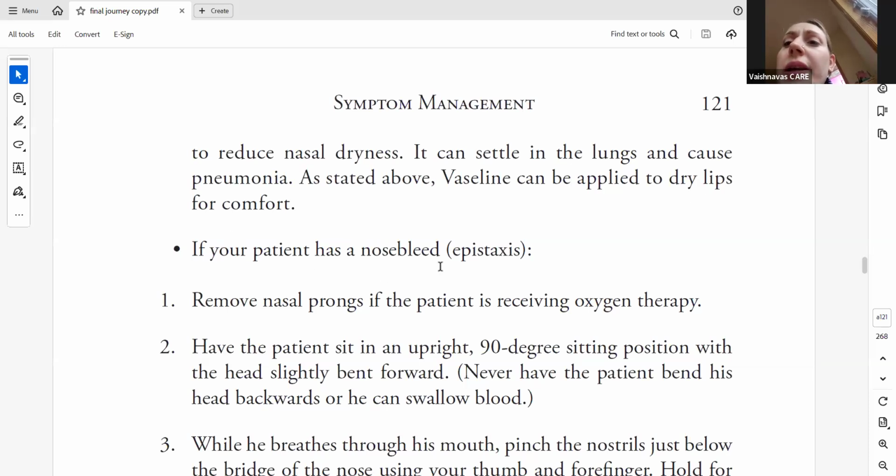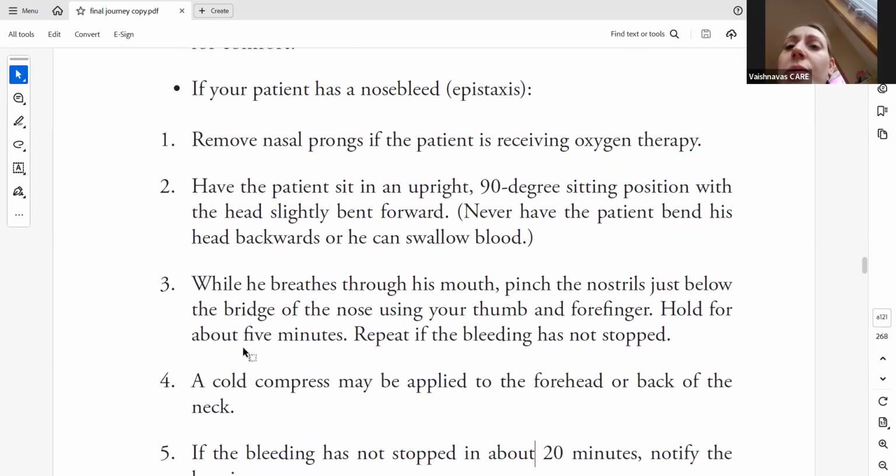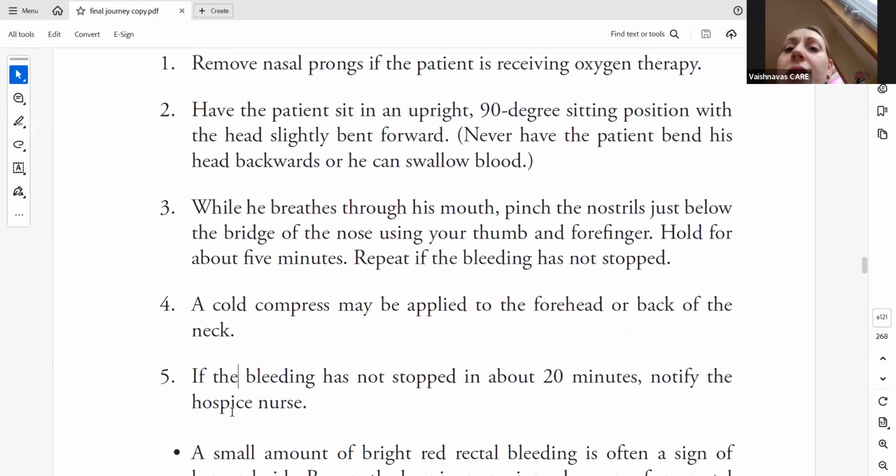If your patient has a nosebleed, epistaxis, remove nasal prongs if the patient is receiving oxygen therapy. Have the patient sit in an upright 90-degree sitting position with the head slightly bent forward. Never have the patient bend his head backwards or he can swallow blood. While he breathes through his mouth, pinch the nostrils just below the bridge of the nose using your thumb and forefinger. Hold for about 5 minutes. Repeat if the bleeding has not stopped. A cold compress may be applied to the forehead or back of the neck. If the bleeding has not stopped in about 20 minutes, notify the hospice nurse.